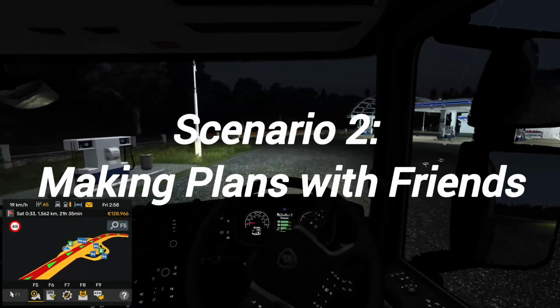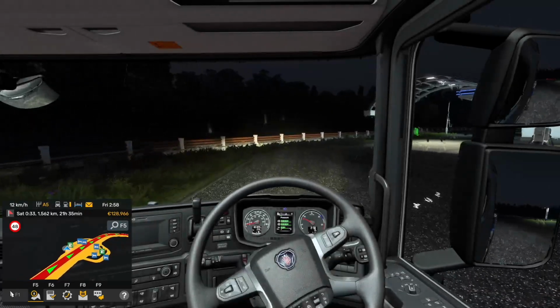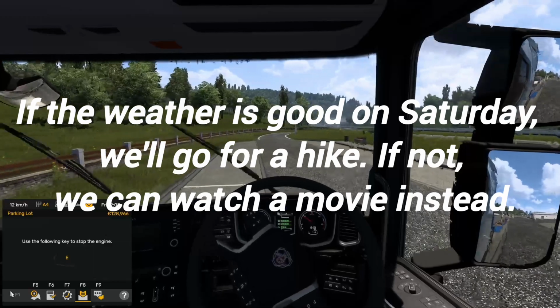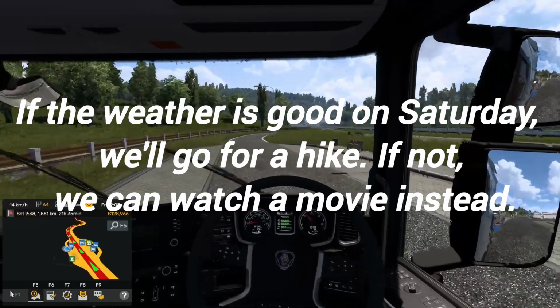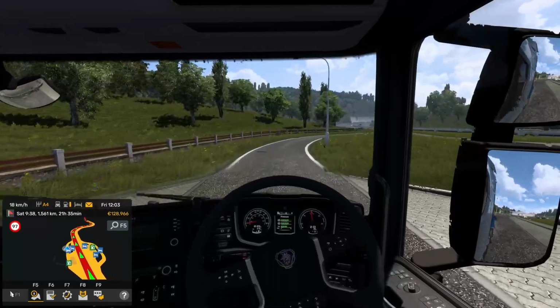Scenario 2. Making plans with friends. When making plans, first conditionals are your go-to. Example: if the weather is good on Saturday, we'll go for a hike. If not, we can watch a movie instead. This shows how your plans depend on future conditions.